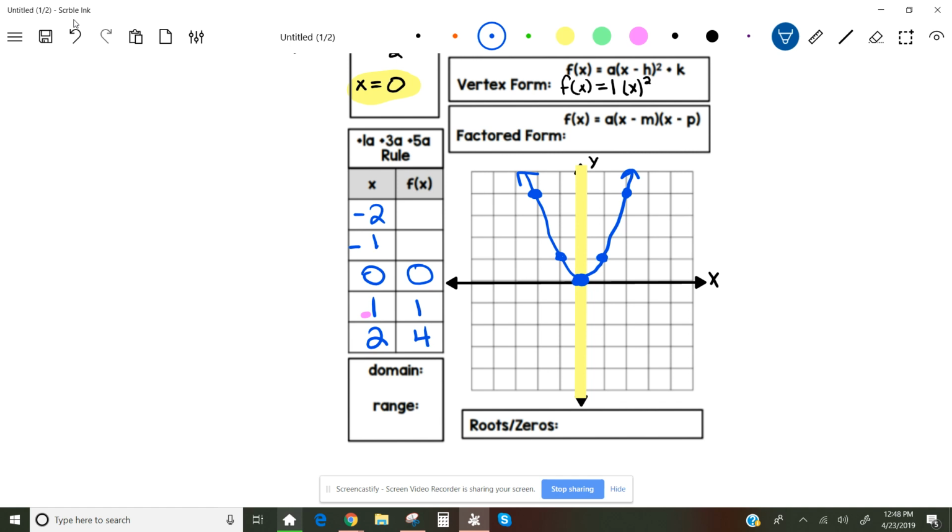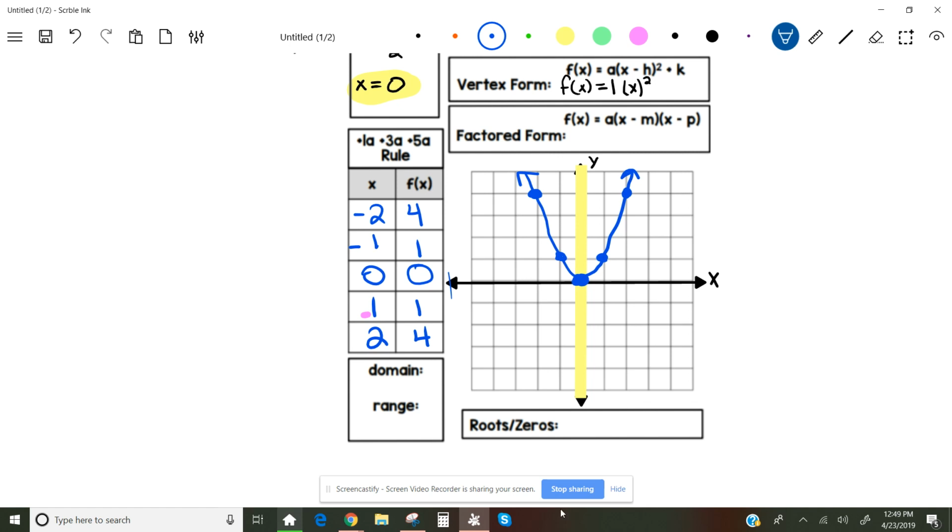And then what did we do? We reflected it on the other side. So I can either say over 1 to the left to -1 and up 1, which is here, and then over -2 and up 4. But if I look at my graph, it's reflected. If I look at my table, it's reflected. It's 1 here, 1 here, 4 here, 4 here. So it's always going to be a reflection.